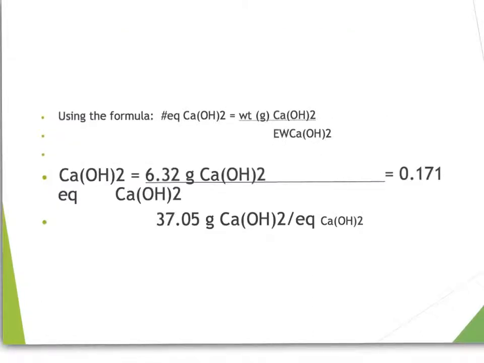Now that we have calculated the equivalent weight of calcium hydroxide, we can use the formula: number of equivalents of calcium hydroxide equals the weight in grams of calcium hydroxide divided by the equivalent weight of calcium hydroxide. Our problem stated that the weight was 6.32 grams of calcium hydroxide. We had our 37.05 grams of calcium hydroxide per equivalent of calcium hydroxide. We do the math and we get 0.171 equivalents.